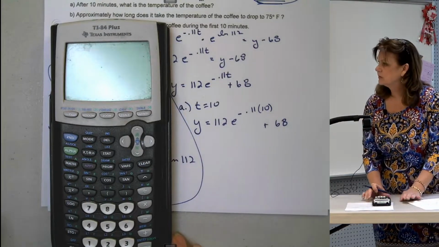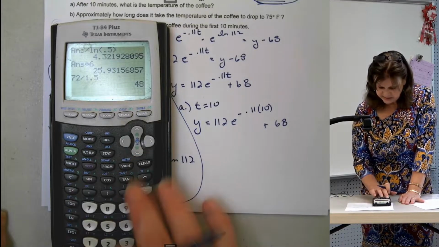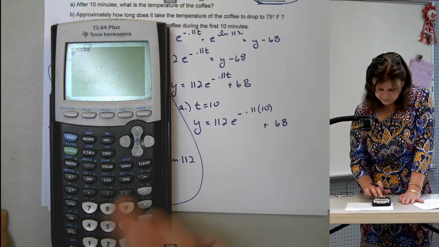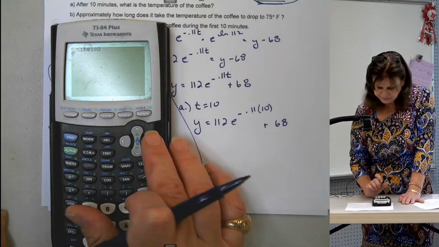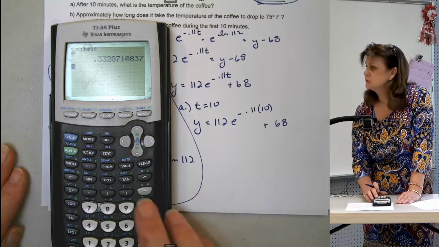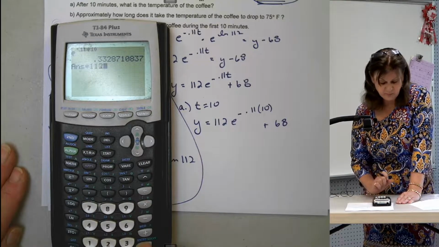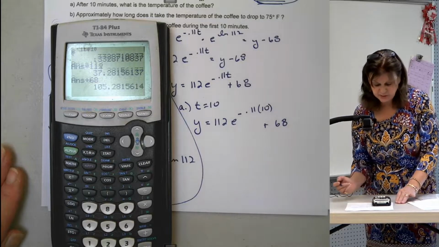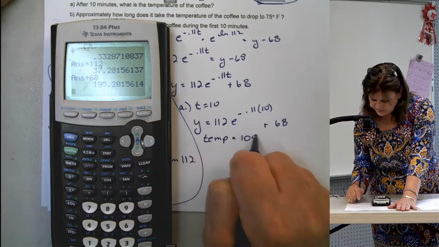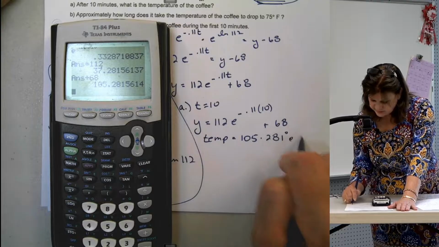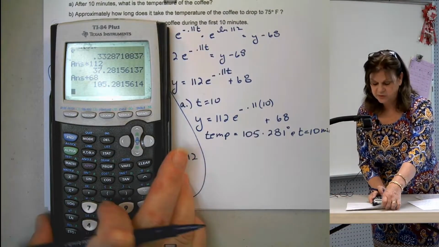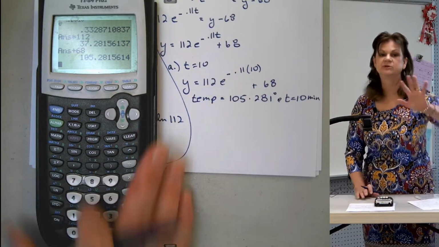So I've got e to the negative 0.11 times 10. Let me evaluate that. We're going to multiply that by 112, and we're going to add 68 to that. And the temperature of the coffee is 105.281 degrees at 10 minutes. So actually answering the question is very easy once you get the equation set up.